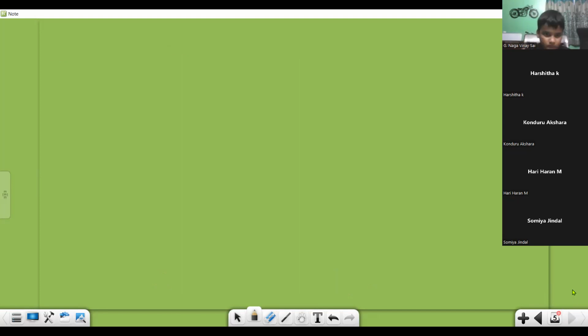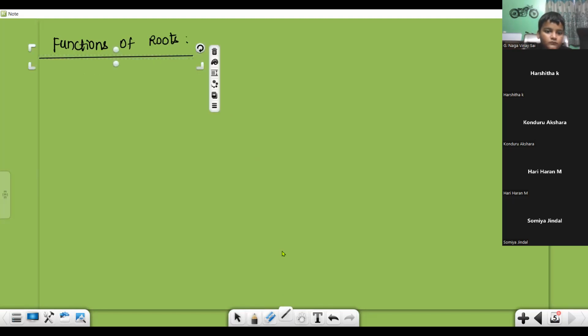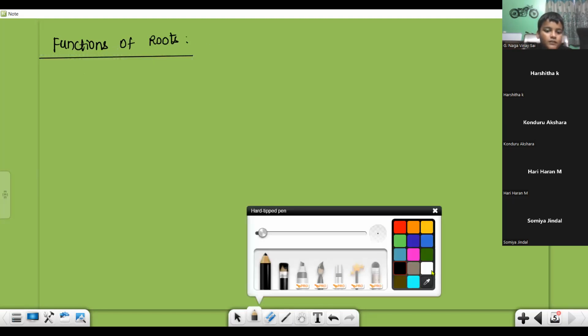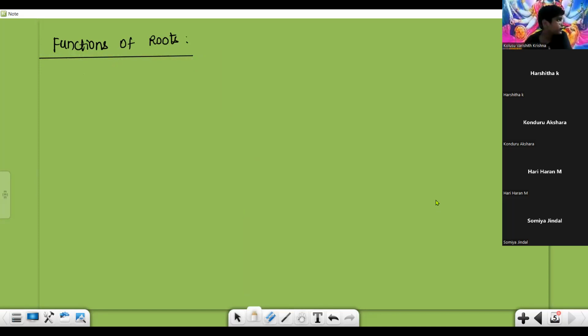Okay, so next, functions of root. With this, the root topic ends here. So what are the functions of root, students? Tell me a few functions of root. A root holds the plant or the tree firmly. So the first thing we can write is fixation, right? It fixes the plant in the soil.